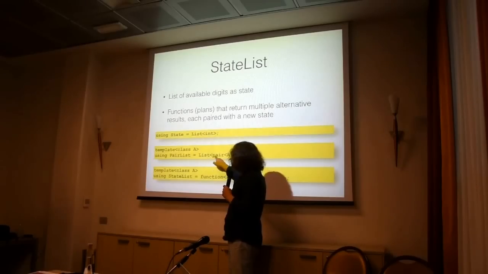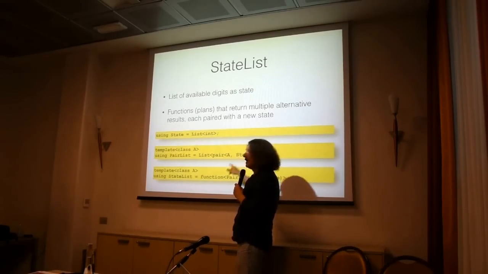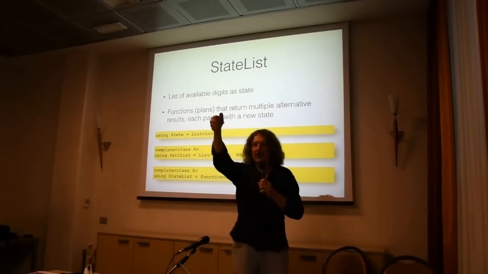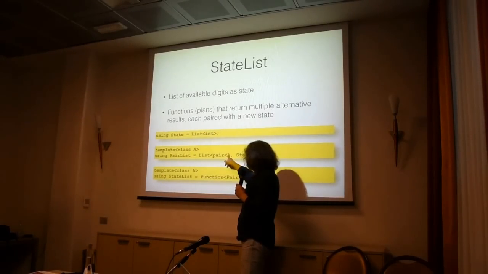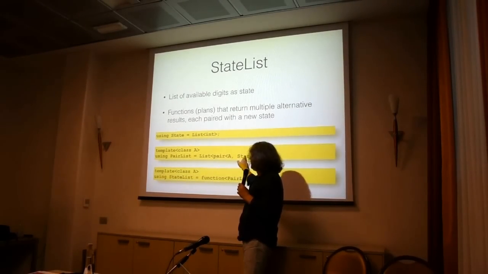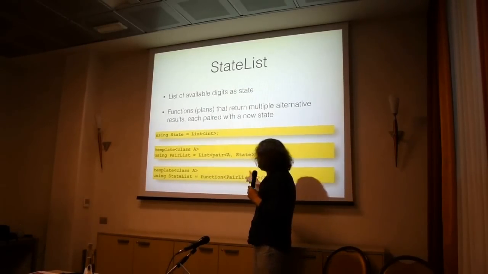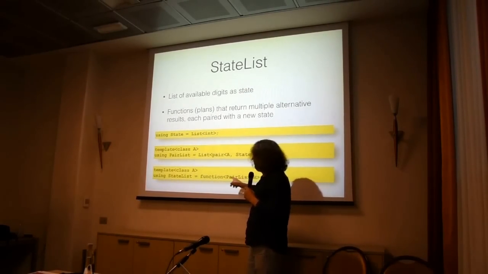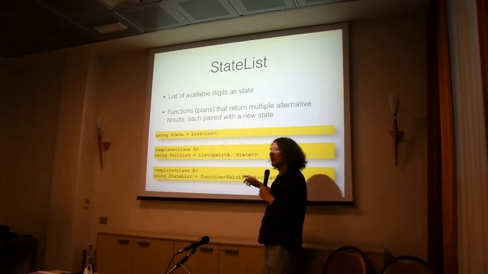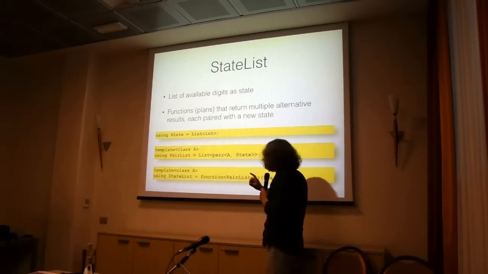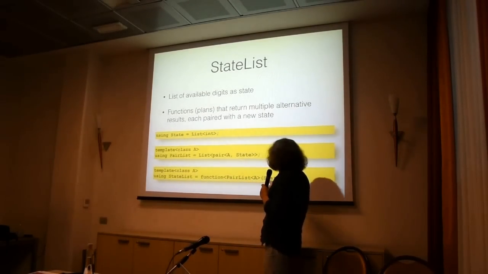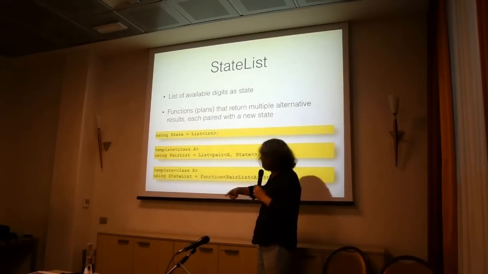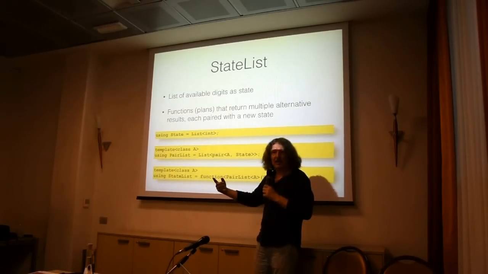But I will produce lists of pairs with result and state. So each choice from the list, for instance, will return a new pair of this digit and the leftover list. Right? So I need a list of these guys. So my state list is a combination of these two things, the list monad and the state monad, in the sense that it produces a function, so it produces a plan, right? But it produces a plan that when given a state, it produces a whole list of pairs, not just one.